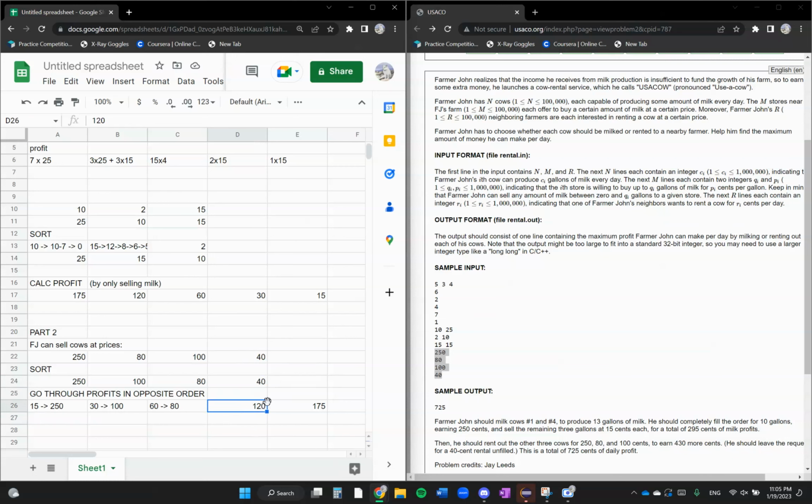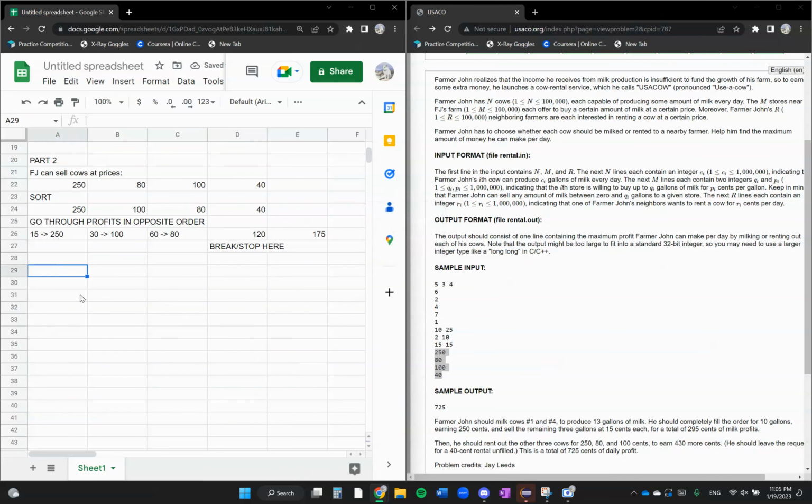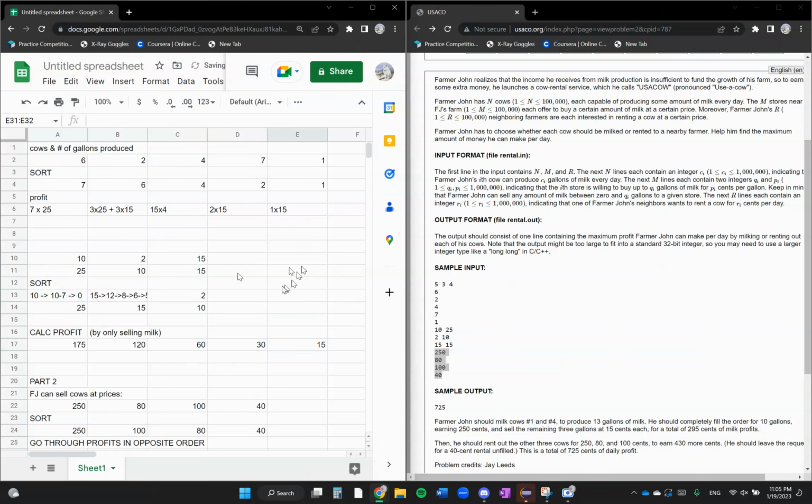making 120 cents for only 40 cents. We would be losing 80 cents of profit that way. So we don't want to do that, and we just stop there. So we break here. And that's basically it. And then to add up the profit, 250 plus 100 plus 80 plus 120 plus 175 equals 725. Yeah, that's basically how you do it.